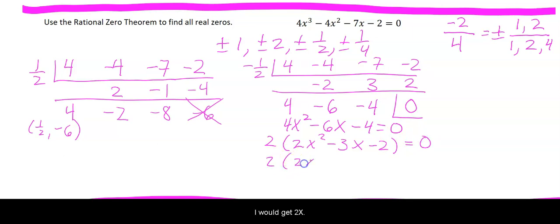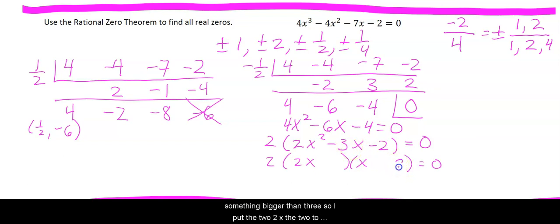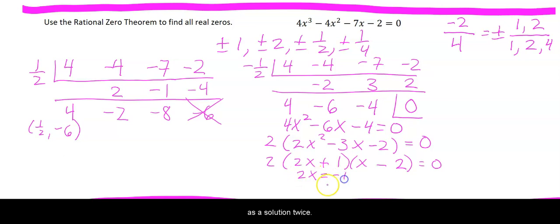I would get 2x and x, and if I need to subtract to get 3, I've got to have something bigger than 3. So I'll put the 2 to multiply by the 2 to give me 4 and the 1 there. Since they subtract to give me a negative, it should be minus there and plus there. That means that I actually end up having negative a half as a solution twice, which means on the graph, it will bounce at negative 1/2 before it crosses.